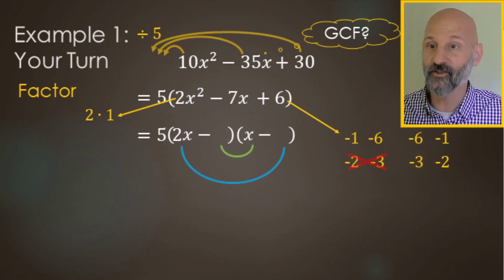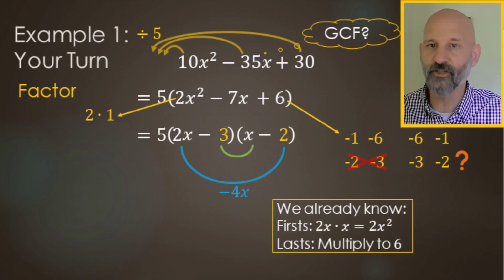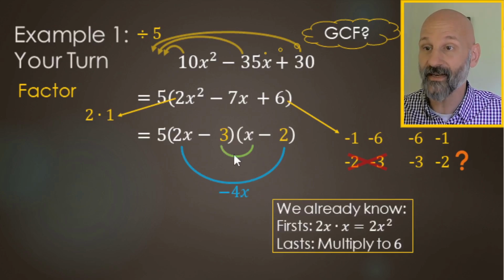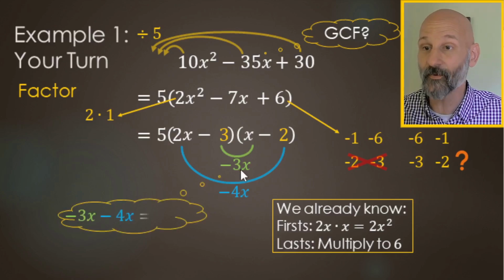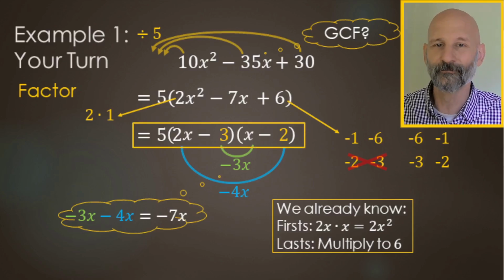So let's try another one. Let's try the negative 3, negative 2. Here we go. First and last are already good. Just checking outers and inners. 2x times negative 2 makes negative 4x. Negative 3 times x makes negative 3x. Negative 4x, negative 3x does make negative 7x. So there's our factored form there.